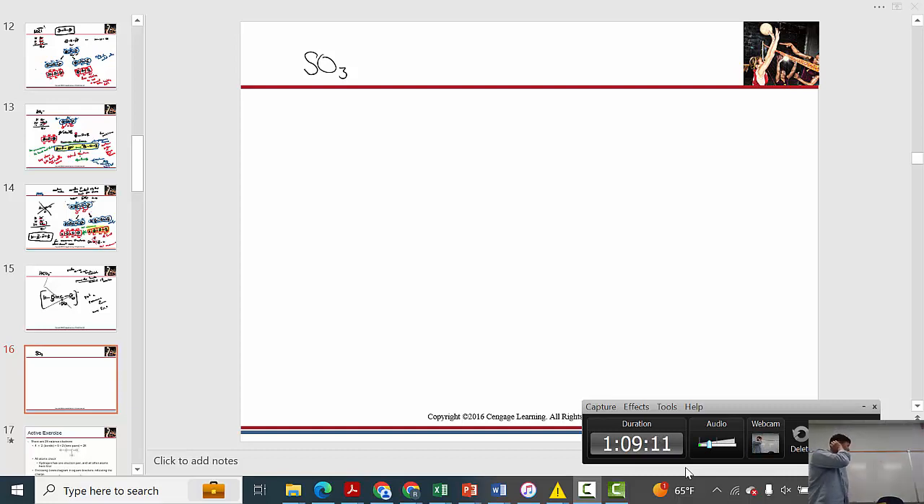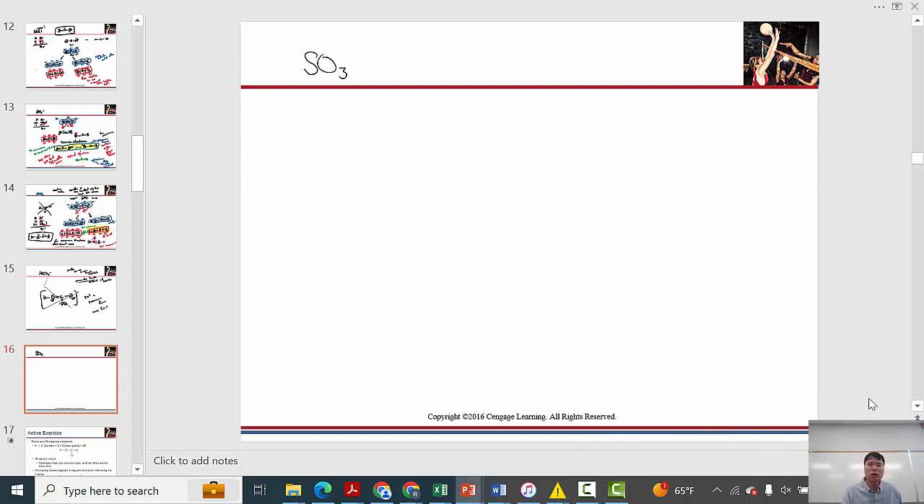And so one of the things here is this. There are 2 choices. One with the octet and high formal charge. So octet is good, but high formal charge is not so great.